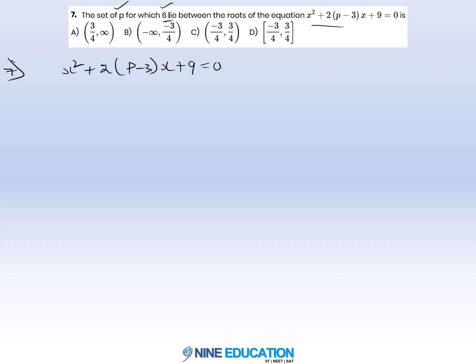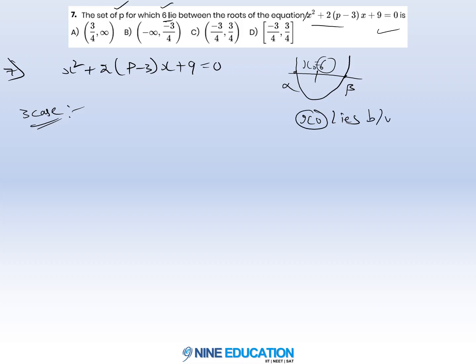If roots are alpha and beta, we know the x square coefficient is 1 here. That means the graph will be opening upwards. Let's say one root is alpha, another root is beta. So 6 should lie between alpha and beta, right? So it is related to location of roots, which comes under case 3, where x naught, here 6, lies between both the roots.